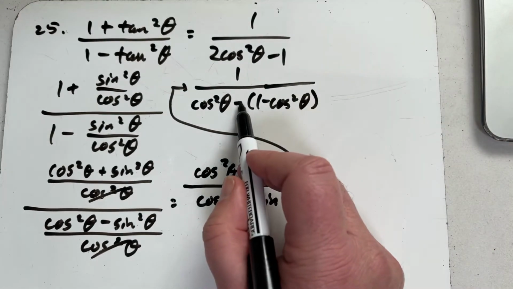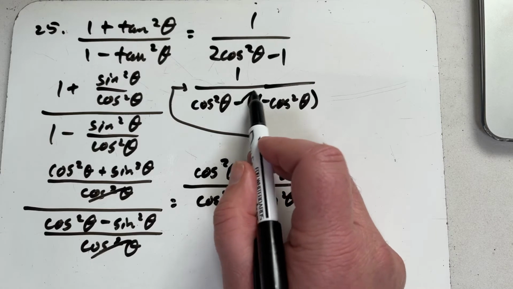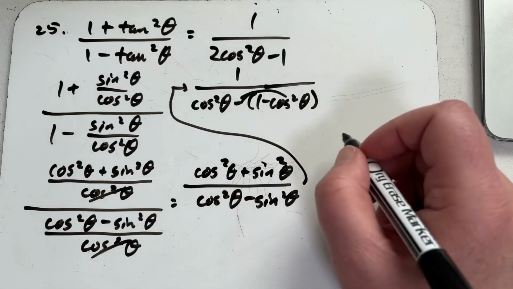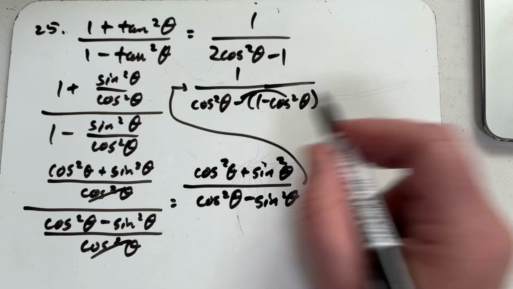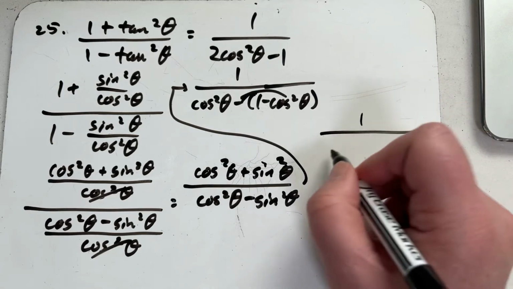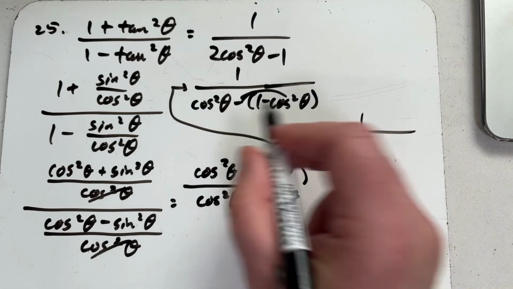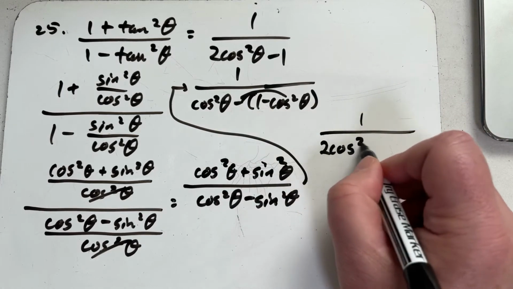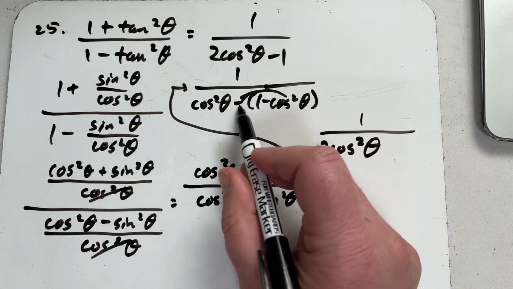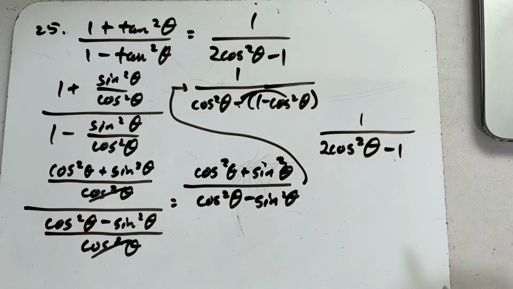This negative, or this minus 1, or whatever you want to call it, gets distributed to both of these pieces. So I get positive cosine squared, so I get 1 over cosine squared plus cosine squared is 2 cosine squared, and then minus 1. That's our answer.